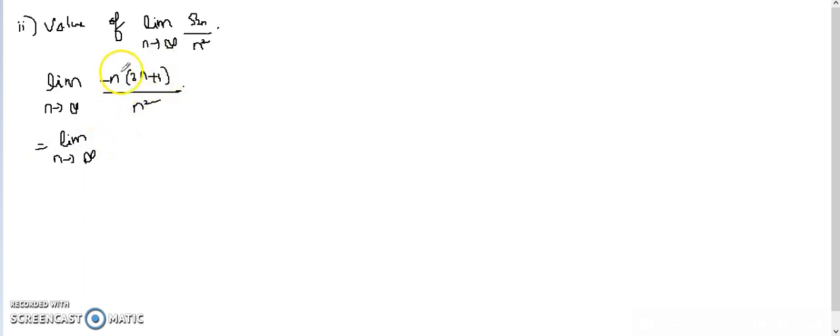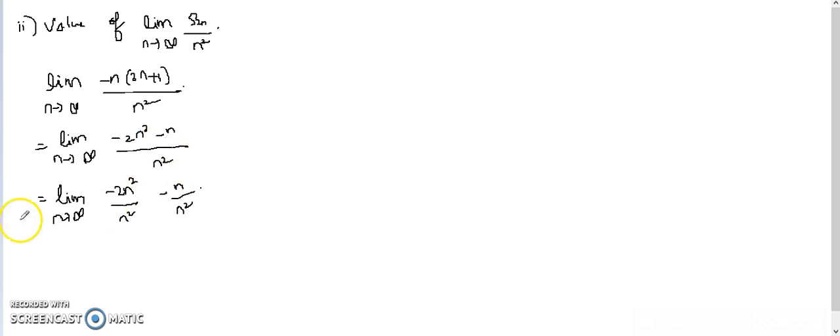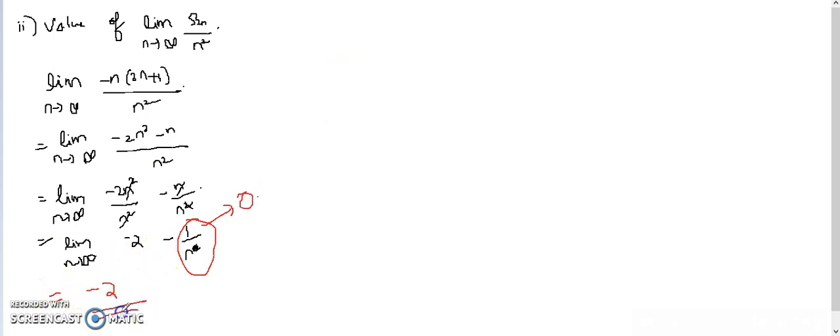I can open the bracket and multiply in the numerator. So that becomes negative 2n square minus n divided by n square. I can split this fraction as minus 2n square by n square minus n by n square, right? I'm going to cancel the n square terms. So limit n tends to infinity, negative 2 minus 1 by n. That's how it reduces. Now I'm going to apply the limit. When n tends to infinity, minus 1 by infinity, this entire term becomes 0. So our answer is negative 2. That's the value of limit n tends to infinity, s2n by n square.